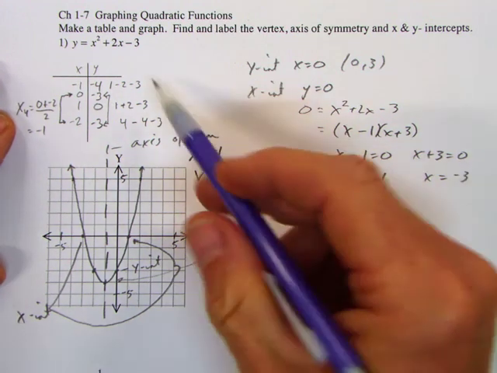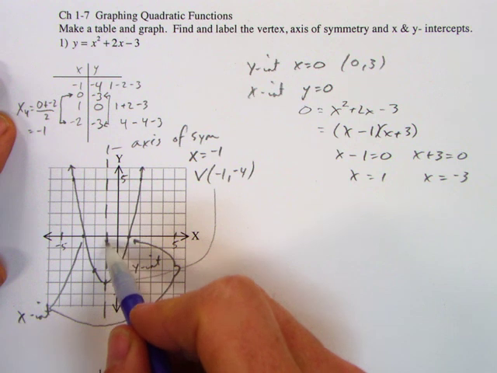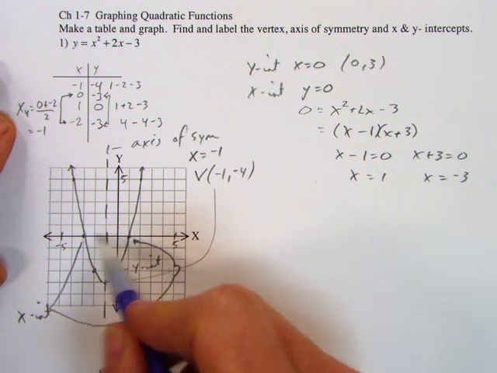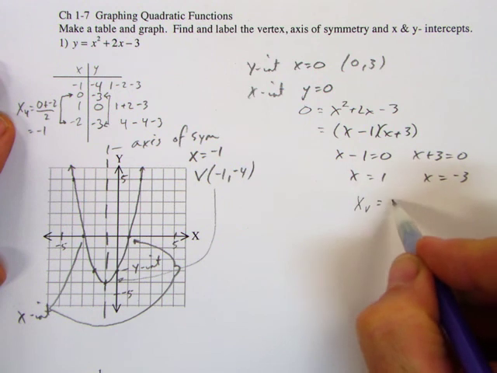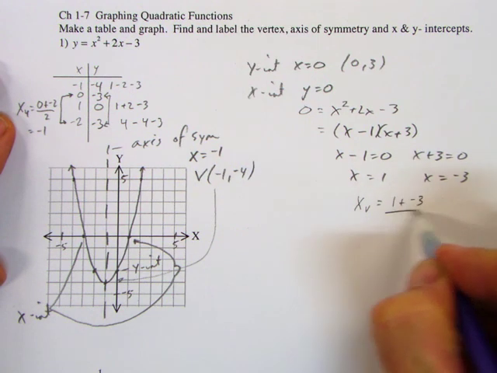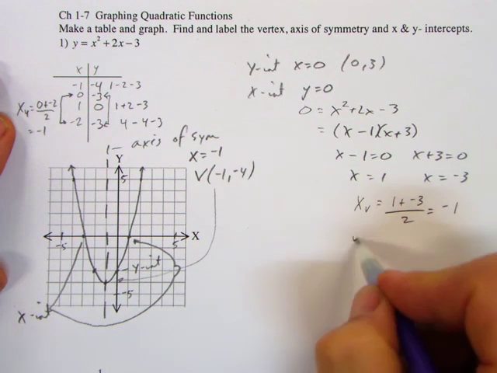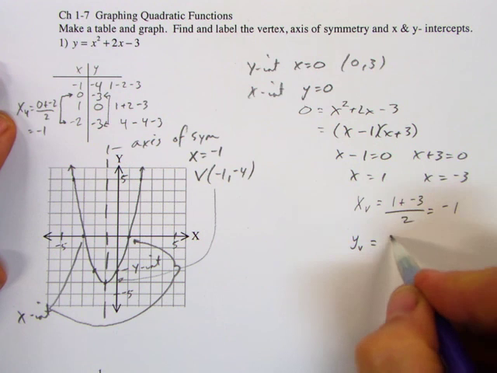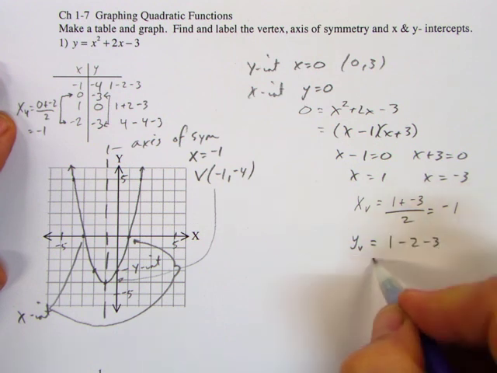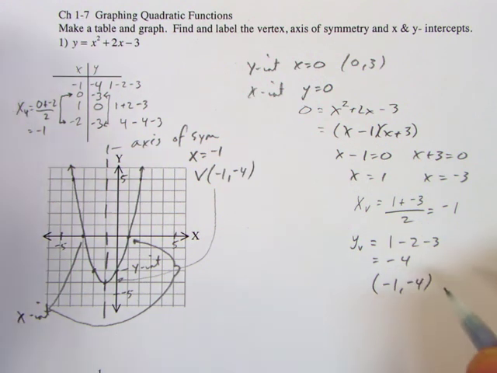Let's assume we had not made this table. If I have these two values, where is the x value of the vertex? It's at the midpoint of those two values. So I could take these two and say 1 plus negative 3 divided by 2, which gives me negative 1. And then I could plug my negative 1 into the equation, and I have 1 minus 2 minus 3, so I get negative 4. So that gives me the point negative 1, comma, negative 4.